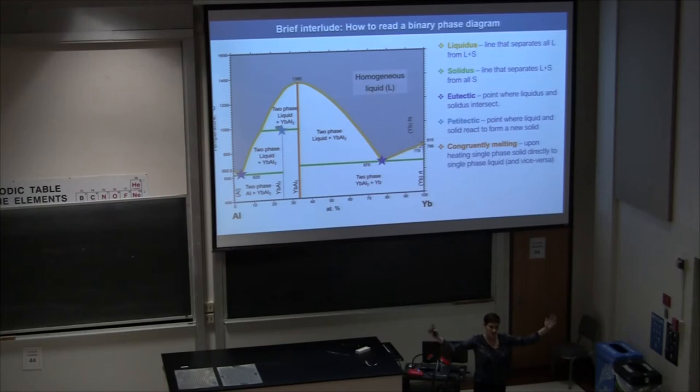To contrast, ytterbium aluminum 3 is what we know as an incongruently melting compound, so it peritectically decomposes at some temperature. And when we approach the growth of these incongruent or congruently melting compounds, there's slightly different strategies we have to take.